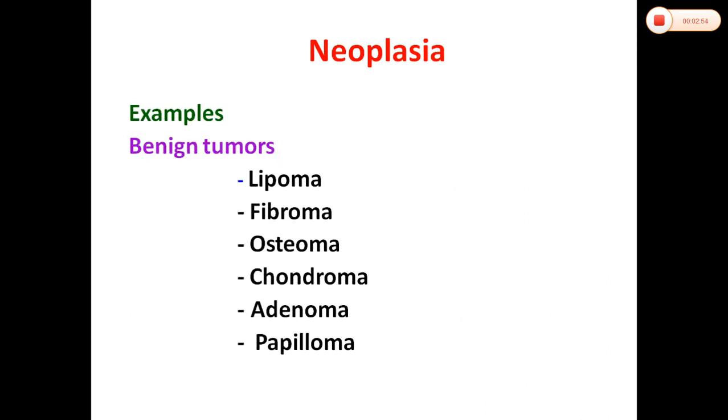And examples of benign tumors. The benign tumor made up of adipose tissue is known as lipoma, and the benign tumor of fibrous tissue is fibroma. Likewise, the benign tumor made up of bone is osteoma, and a benign cartilaginous tumor is called chondroma. A benign epithelial neoplasm derived from the glands is called adenoma, and a benign epithelial neoplasm producing macroscopically and microscopically visible finger-like projections from the epithelial surfaces is referred to as papilloma.